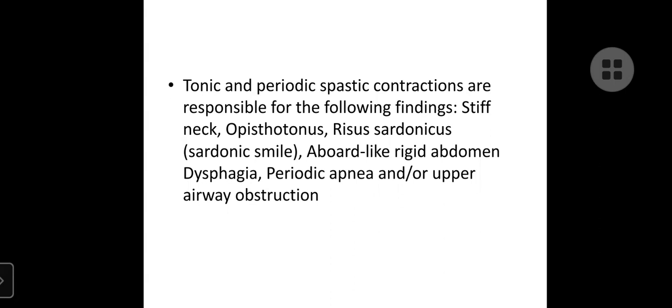So the tonic and periodic spasm contractions are what is responsible for the other signs we pick up, that is the stiff neck, opisthotonus, risus sardonicus, a board-like rigid abdomen, dysphagia, periodic apnea, and upper airway obstruction.